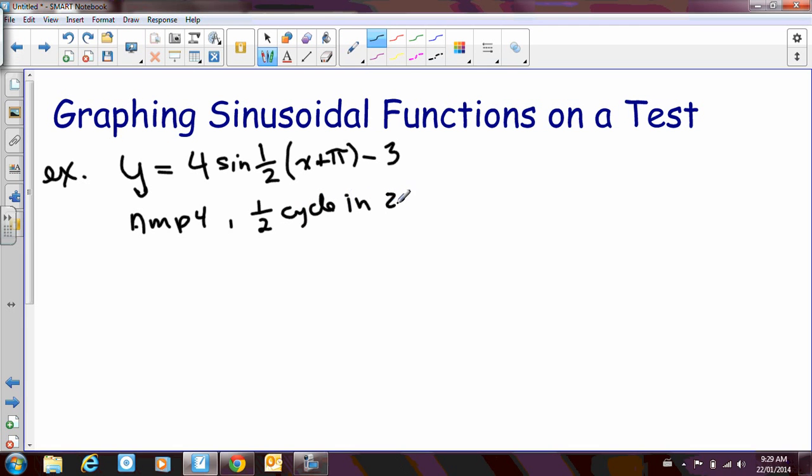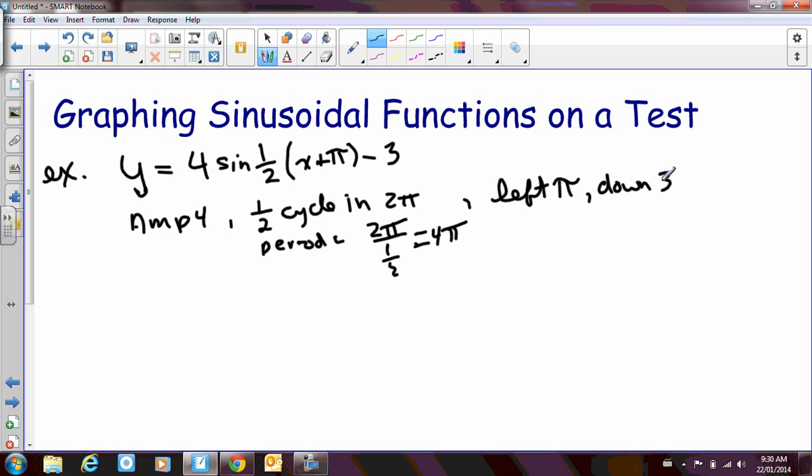in my 2 pi, which means that the period is 2 pi divided by half, or 4 pi. So it takes 4 pi to cover one full cycle. I also know that I'm shifting left because of the plus, and so I'm going to go left a distance of 180 degrees, and down this time 3.